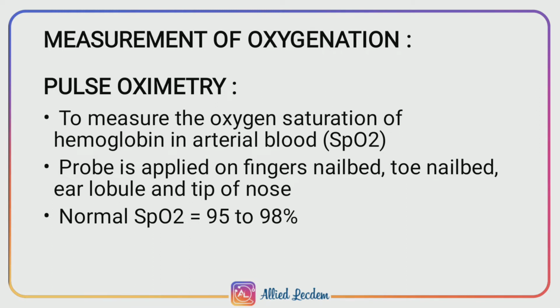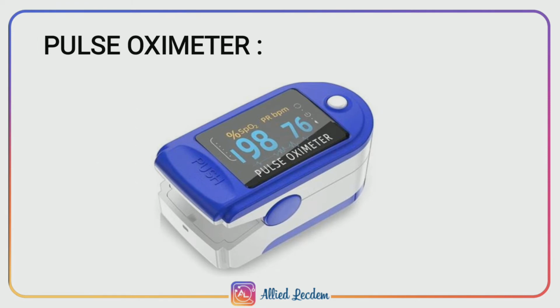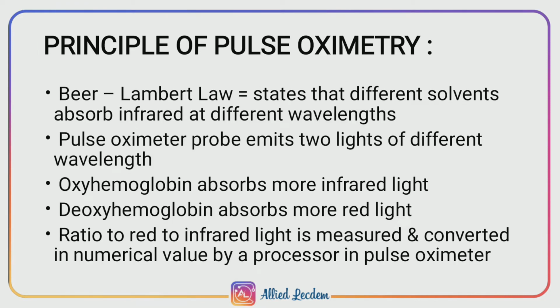The probe is applied on fingernail, toenail bed, or ear lobule and the tip of the nose. So the normal SpO2 is 95 to 98%. This is a picture of a normal pulse oximeter. The principle of pulse oximetry.